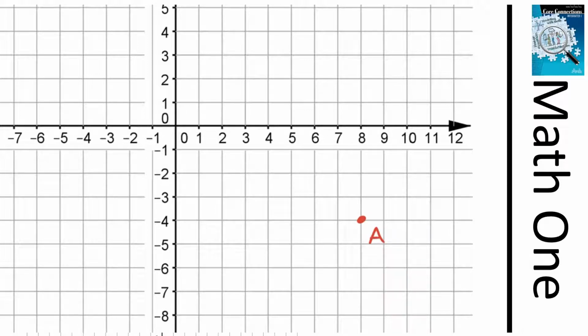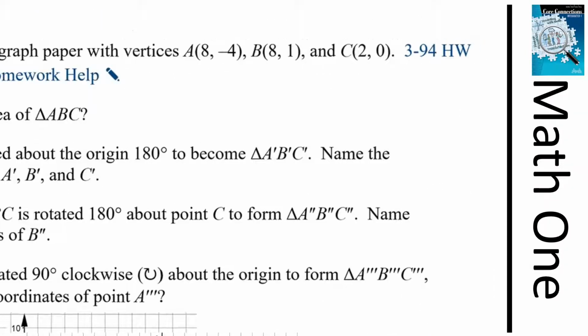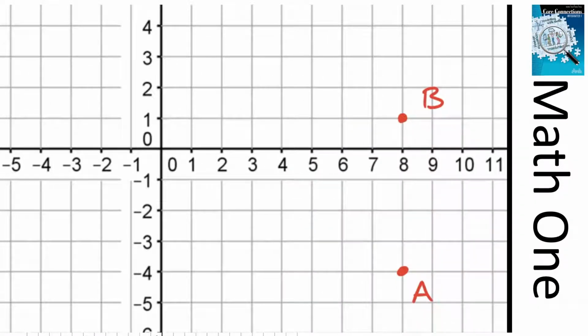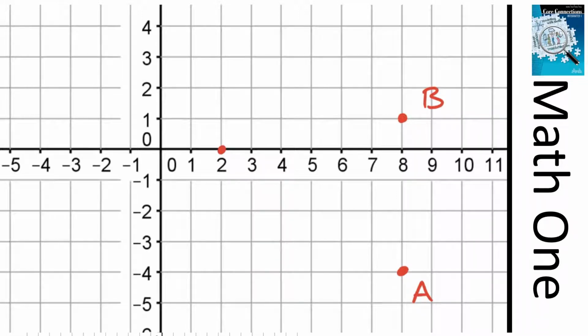B is over 8 and up 1 unit. That's B, (8, 1). I forgot what C was. C is over 2 and then up none. So here's C at (2, 0).